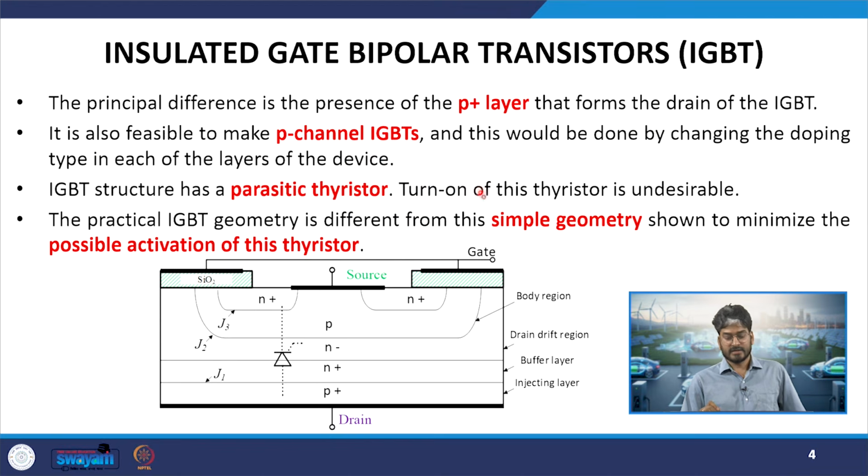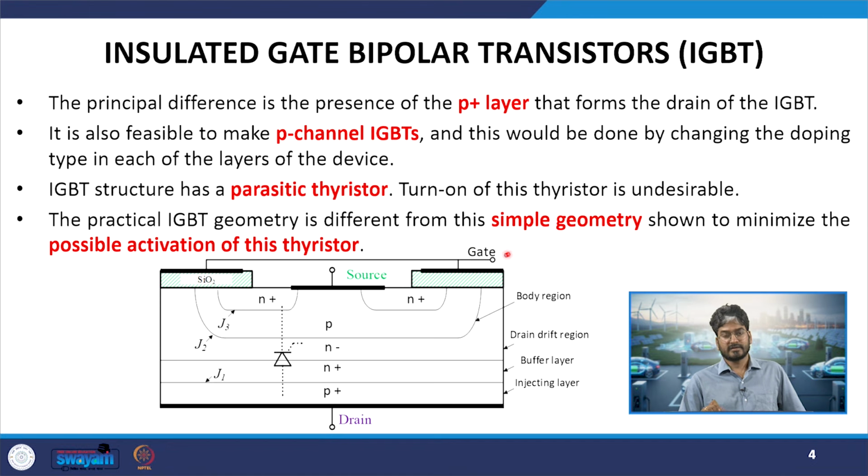Then structurally, how is it different from the MOSFET? If you see, we have an additional layer of P plus, and the remaining structure is the same as that of the MOSFET. What is the advantage of having this P plus? It brings us the blend of MOSFET and BJT characteristics together. Also, if you see, there is an equivalent thyristor circuit inside it. We do not want this parasitic thyristor to turn on. This is the simplified geometry.